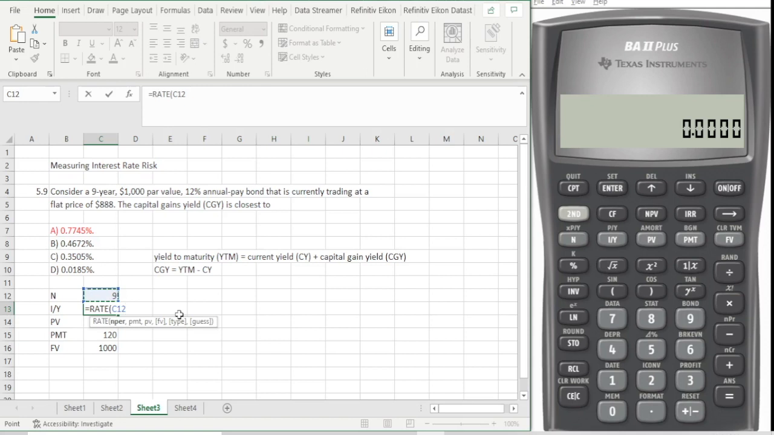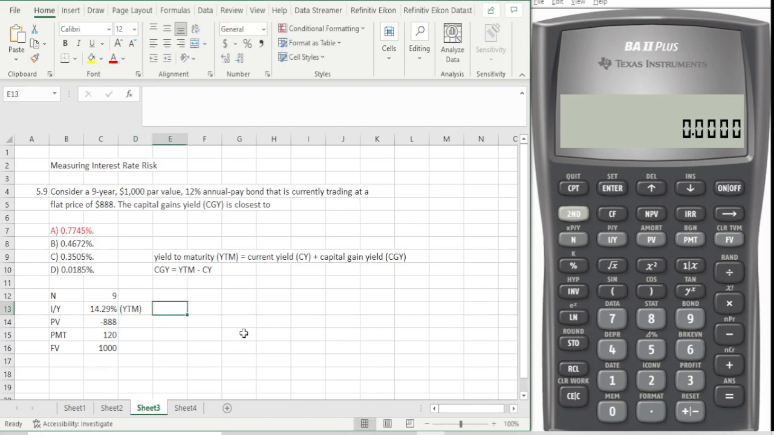Number of periods, payment, present value, future value, enter. This will be our YTM.